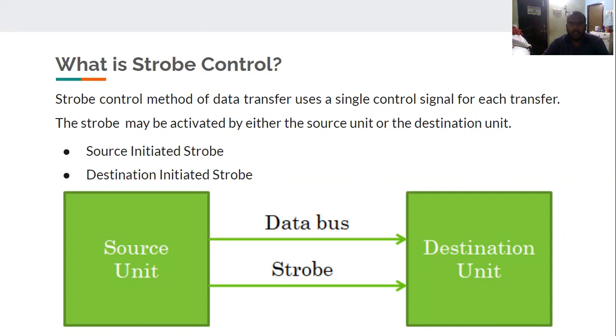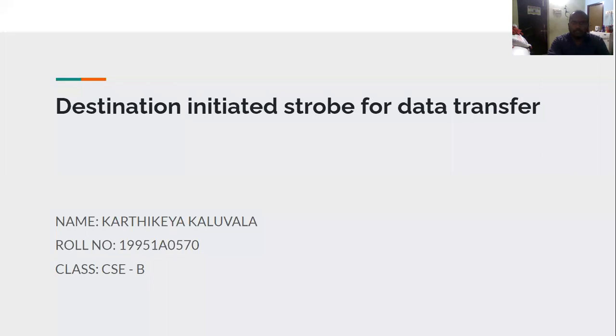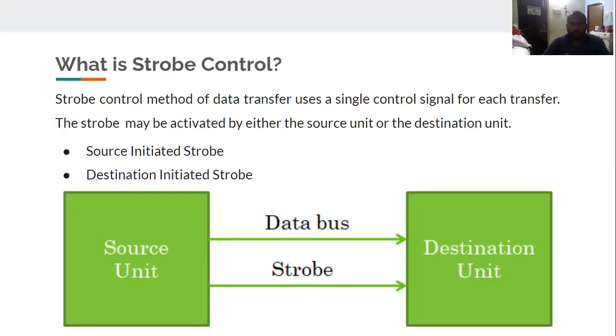The strobe control will be activated by either the source unit or the destination unit. With both the source unit and the destination unit, we can activate a strobe. Let's see the types of strobe control: source initiated strobe and destination initiated strobe. So our topic is destination initiated strobe for data transfer.